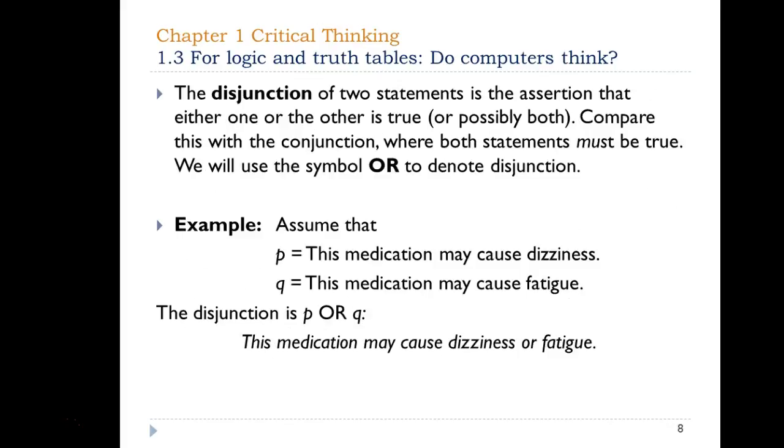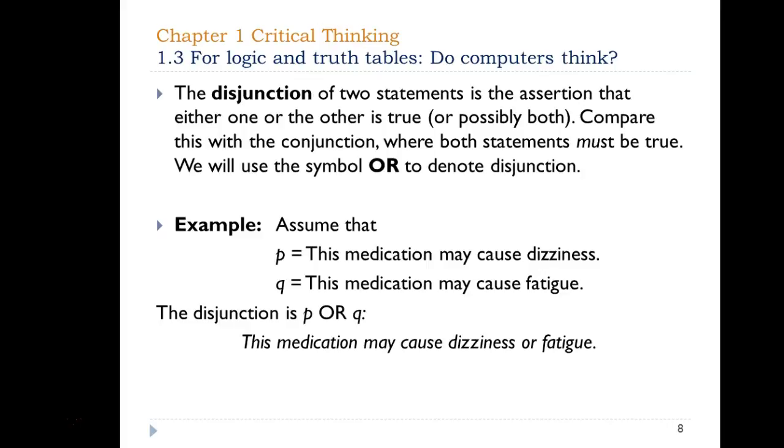The disjunction of two statements is the assertion that either one or the other is true, or possibly both. Compare this with a conjunction, where both statements must be true. We will use the symbol OR to denote disjunction.